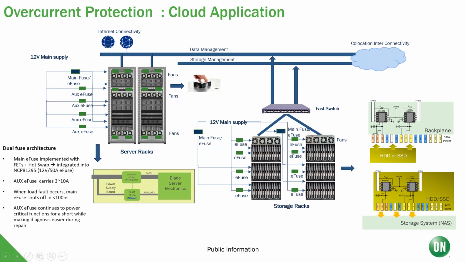The auxiliary fuses in the diagram can be anywhere from 3 to 10 amps and are used like this. When the main fuse trips, the auxiliary fuses allow the server's key elements to remain powered up in order to run some diagnostics before you completely shut down the whole system.